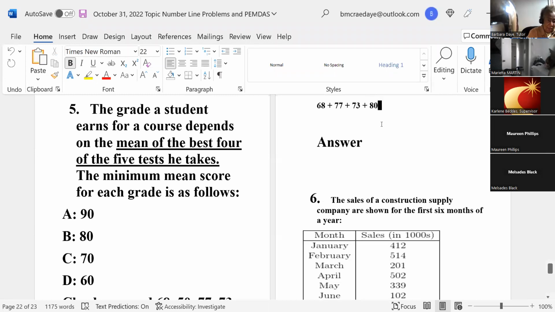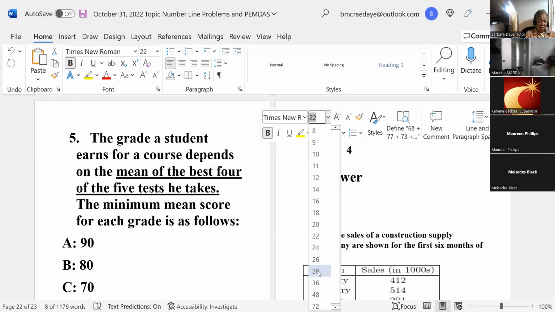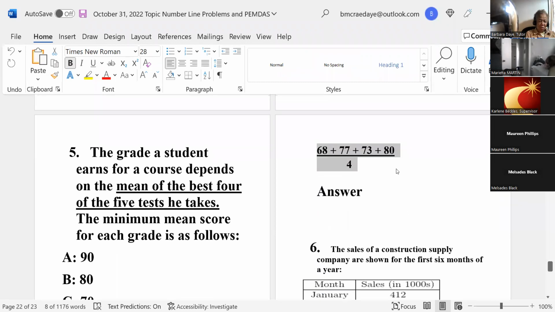73, 7, 8, and this is divided by 4, right? 15, 28, 30, 31, 32, 34. So Maureen, what did you get when you added that up? Yes, but what was that total? 68, 77, 73. What's the total? You did it already. Maureen, what's the total of those 4 scores?